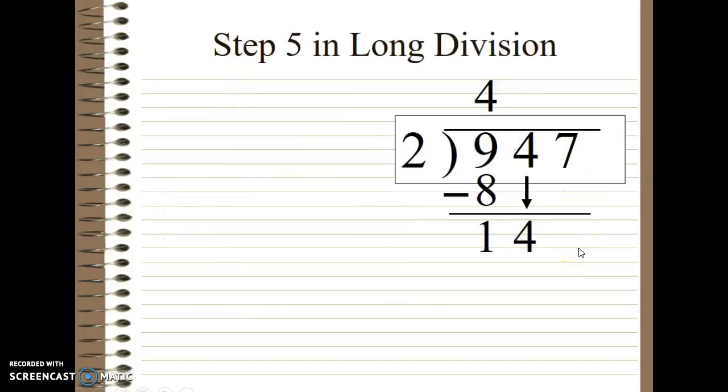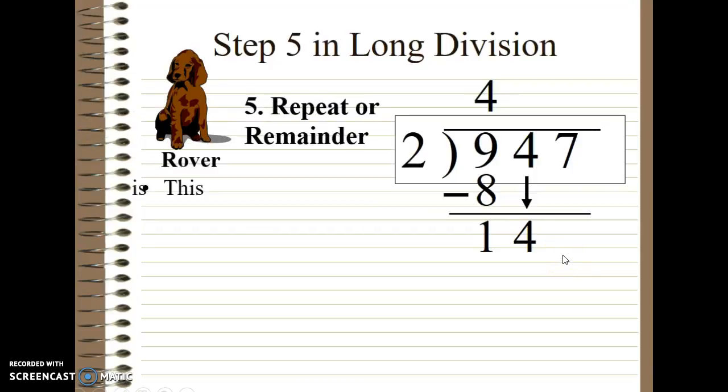Now that I've brought down the number, I'm ready for step 5, which is our puppy or dog named Rover. Rover tells me to repeat the entire process if I have a number that I can divide into by 2, which I can, or remainder. Well, 14 is big enough and can still be divided by 2, so I do not have a remainder just yet. So I'm going to repeat. Rover tells me to repeat or remainder.